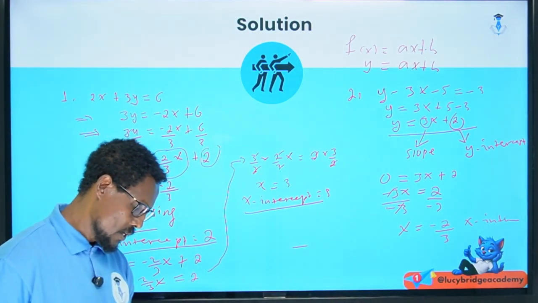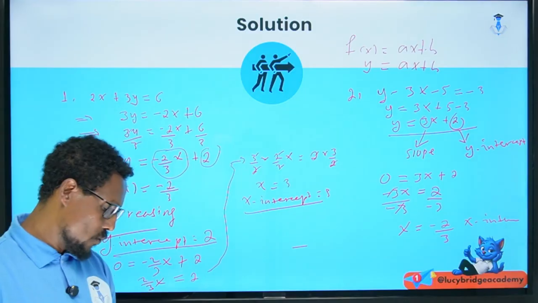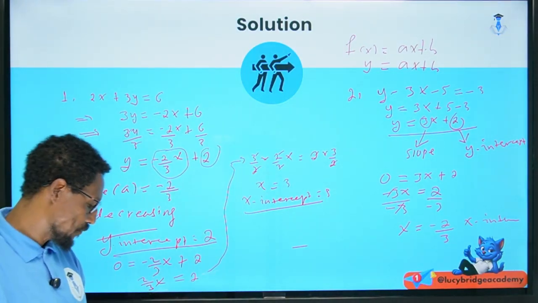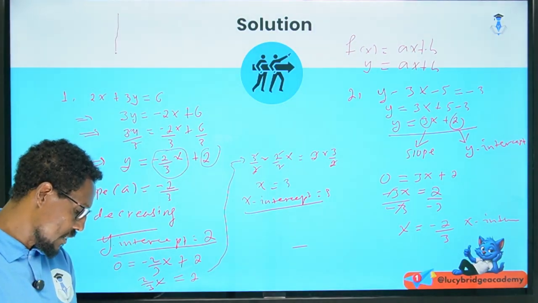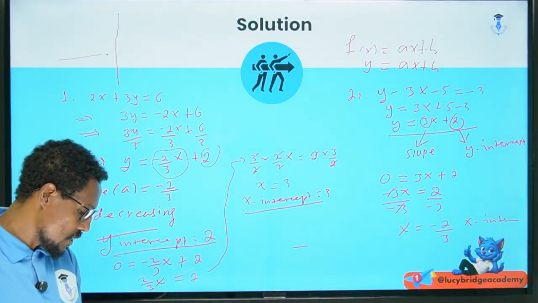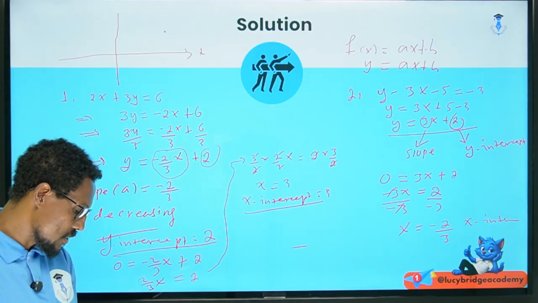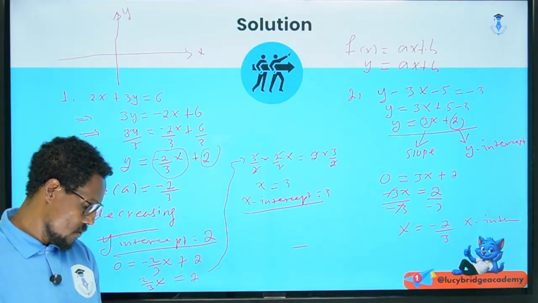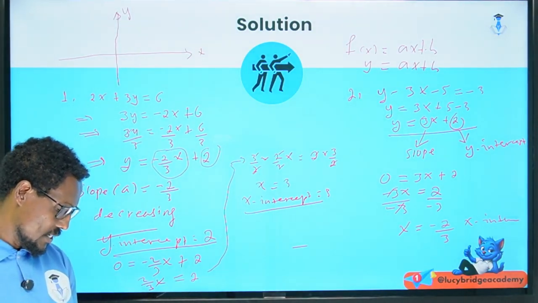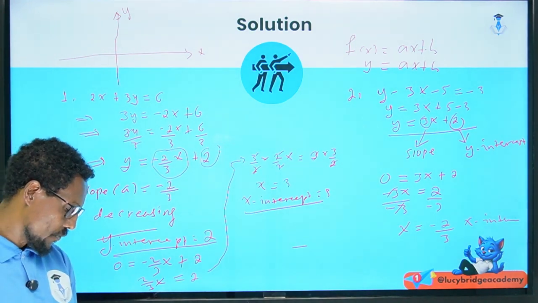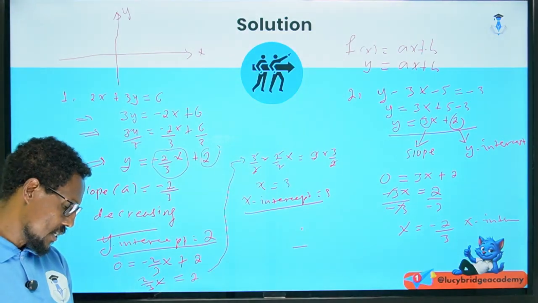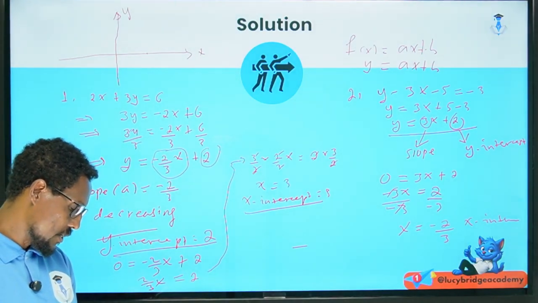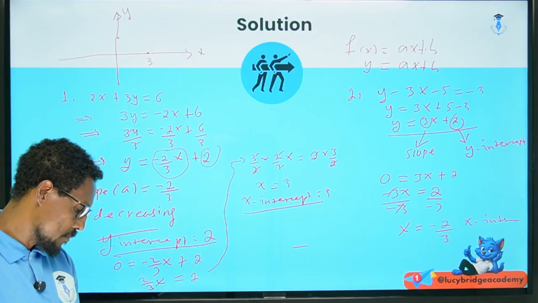X-intercept. Okay, now what does the graph look like? For the first question, what does our graph look like? Okay? This is the x-axis, this is the y-axis. So what is the y-intercept? The y-intercept is 2. And the x-intercept is 3, yes? X-intercept 3, y-intercept 2.